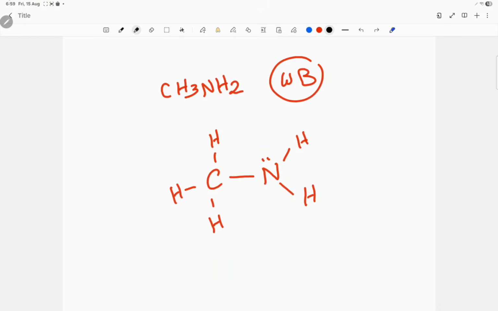Now, will a weak base gain H or lose H? It will gain H. Why? That's its job. But which element gains the H, the C or the N? The N, because it has a lone pair. Those two dots are called a lone pair. So now the lone pair is going to be used to make a bond with the H. Now tell me the formal charge on the N.